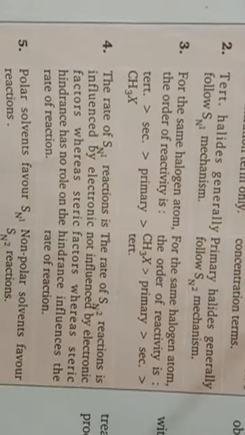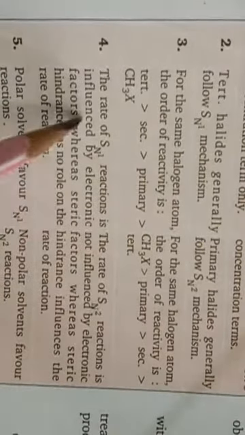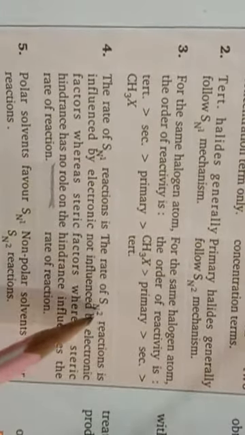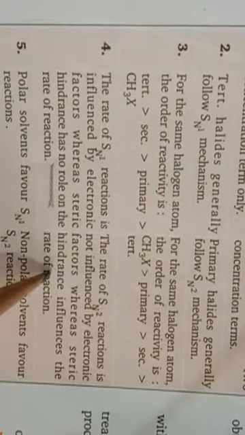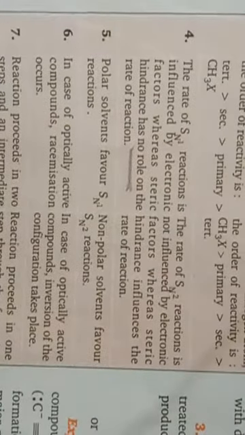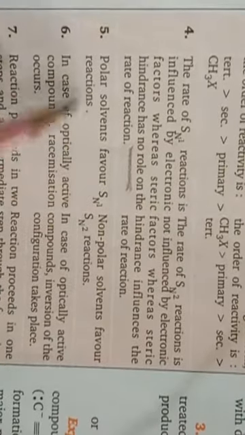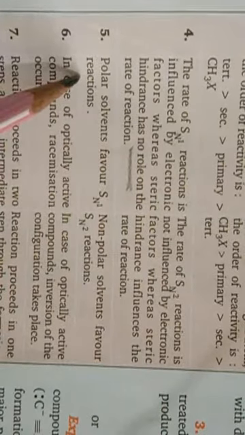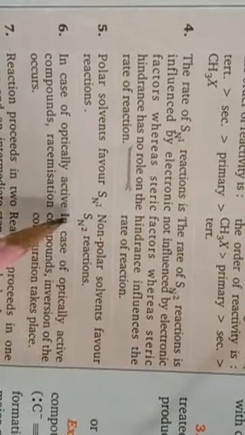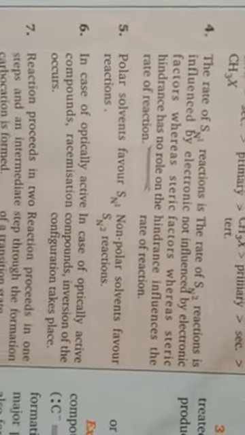Then fourth point, the rate of SN1 reaction is influenced by electronic factors, whereas steric hindrance has no role. But here in SN2 mechanism, because this whole conversion is taking place in one step, steric hindrance is also playing a very important role. Then fifth point, polar solvents favor SN1 reactions. Polar solvent means aqueous solvents. Non-polar solvents, meaning alcoholic solvents, will favor SN2 reactions.